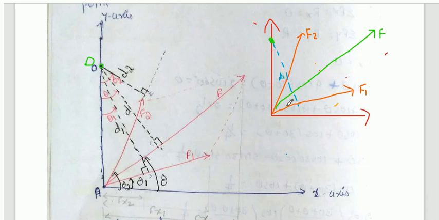Clear? So from F1, at this point you have drawn the perpendicular distance. This is perpendicular to F1. Then from the same point you just draw the perpendicular line to F2. This is F2. Let us consider this as D2. Similarly, draw the perpendicular line for the resultant, that is D.